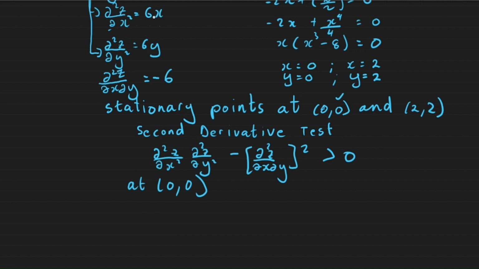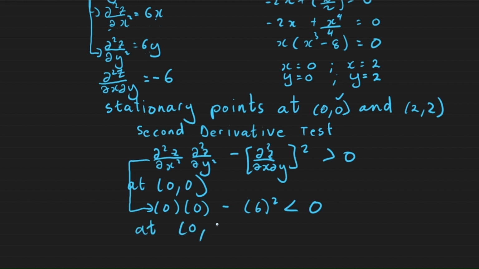So we can see that if we put in x in our second derivative, 6 times 0 is just 0, and it's the same with y, 6 times 0 is 0, and of course the mixed partial doesn't depend on either one. So we would have 0 times 0 minus 6 squared. The first term is just 0, and the second term is minus 36. So what this means is that this inequality is less than 0. So it means that at point 0, 0, there is neither a true maximum nor a minimum.